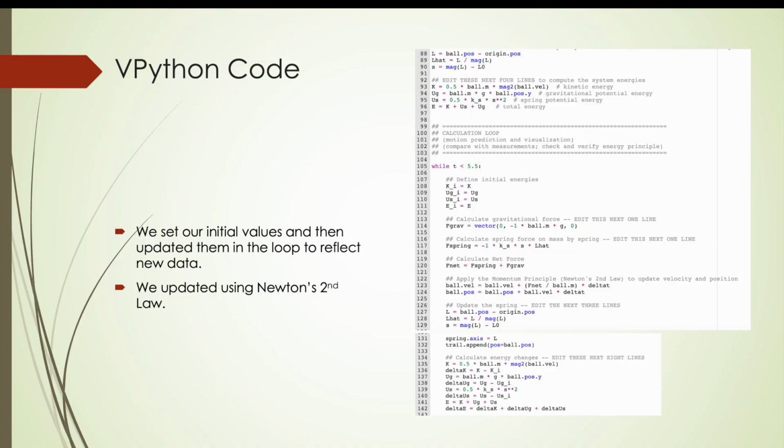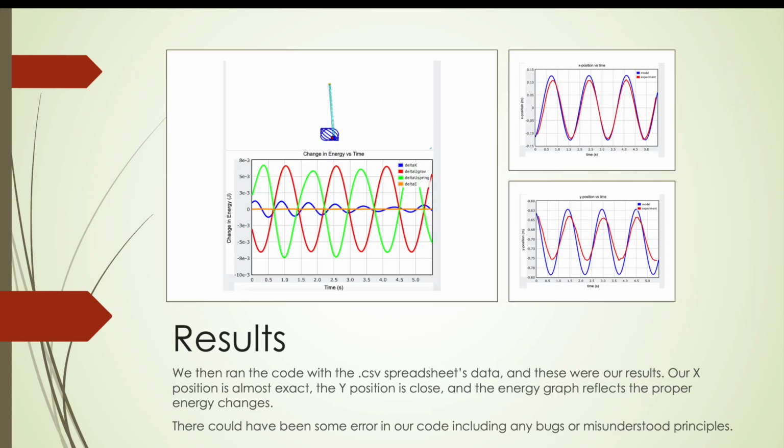This is just some pictures of the code that we edited. We set our initial values and then updated them in the loop to reflect the new data that was incoming. In this calculation loop, we used Newton's second law to update position and velocity. The loop also calculated the energy changes.